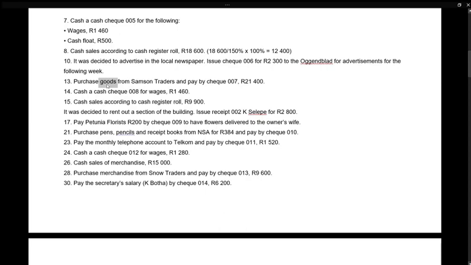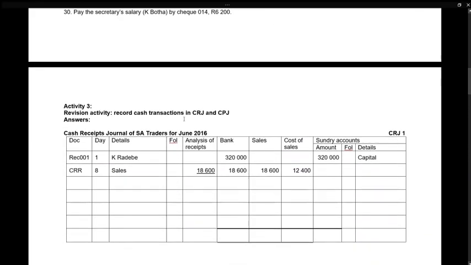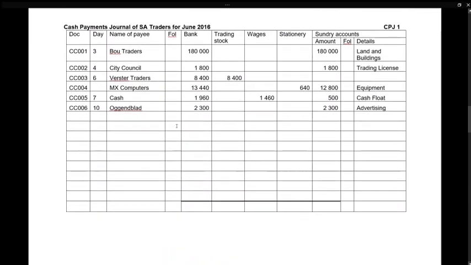They use a few different words which mean the same thing. It's normally goods, merchandise, trading stock, and one or two other words which I can't remember now, but it all comes down to trading stock. Okay, 21,400. We are paying money, so I need to go to my CPJ, cash payment journal, check counterfoil 007.